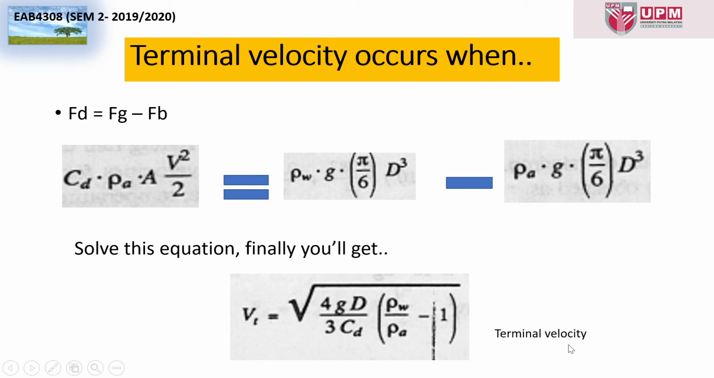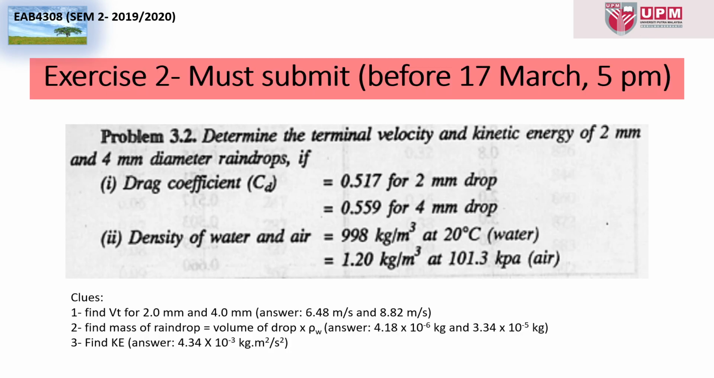Because we want to find terminal velocity. Why are we interested to find terminal velocity? As we have learned from the first part of raindrop erosion, terminal velocity is used to calculate the kinetic energy. That's why calculating terminal velocity is important.